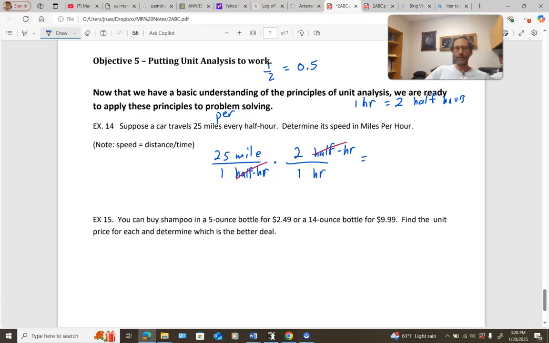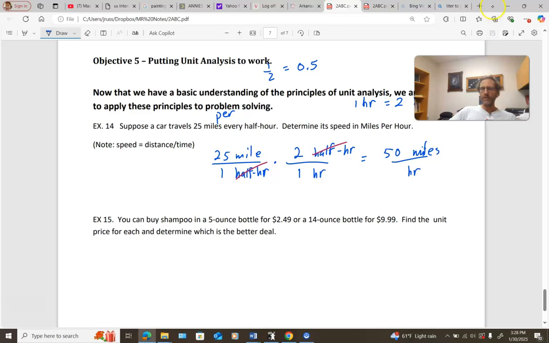And we've got to do a little bit of multiplication. 25 times 2 is going to be 50. The unit is miles per hour, okay? Because in the denominator, 1 times 1 is just 1. Let me rewrite that 0 for 50. Now, one like this, guys, you could probably determine the solution intuitively, okay? If you can cover 25 miles in half an hour, then if you double that, that's the number of miles you're going to be able to cover in a full hour.